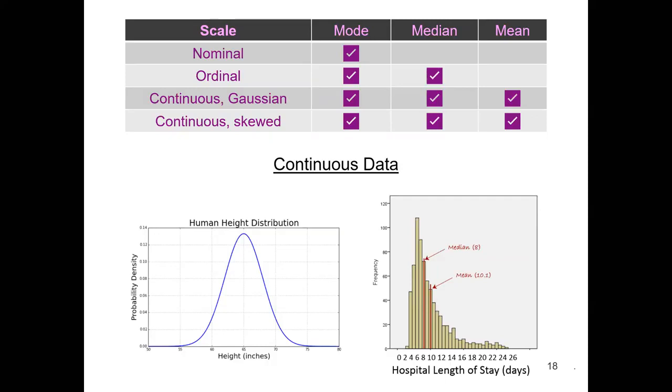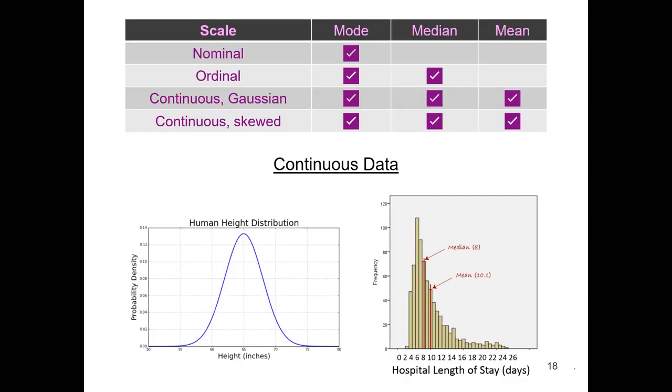And with ordinal data, like with letter grades, you can do mode because you can find which one has the most data points sorted into that category. And you can find the median because you can put the categories in a logical order. But you can't find a mean because you can't add a letter grade C to a letter grade A. It doesn't make sense. And for continuous data, you can always find your mean, your median, and your mode.